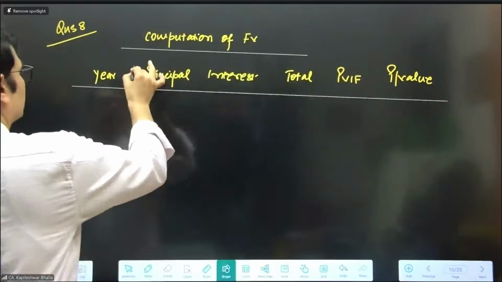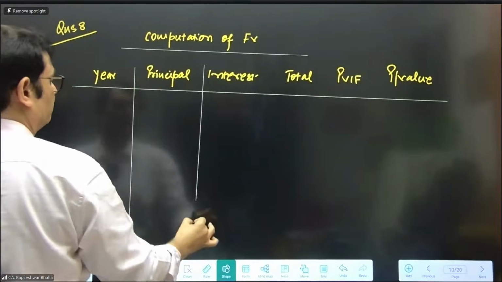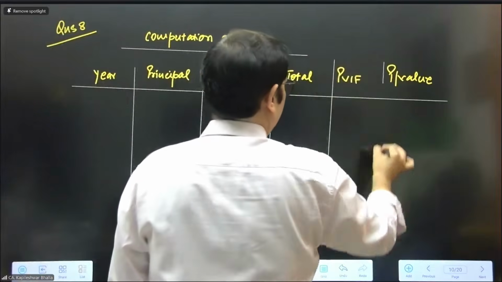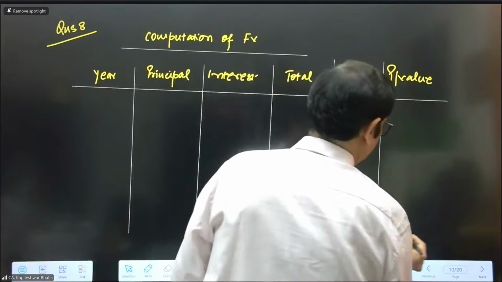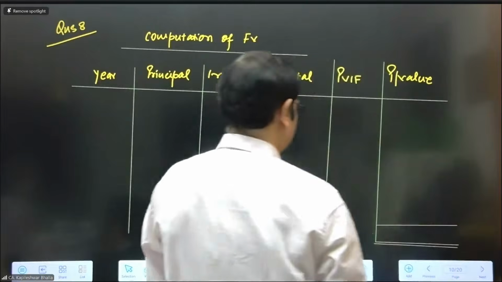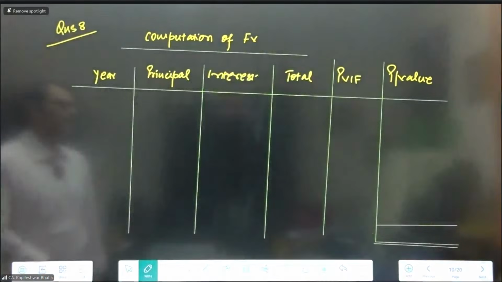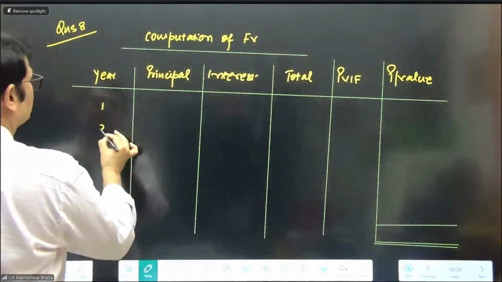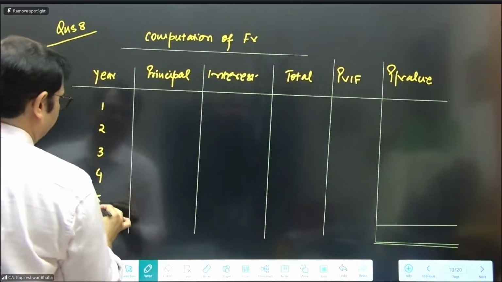So we just need to organize the data: the principal, the interest, the total, and take a discounted value. And this is going to give us the fair value. So we now organize the inputs in this case. So we've got here 1, 2, 3, 4, 5.